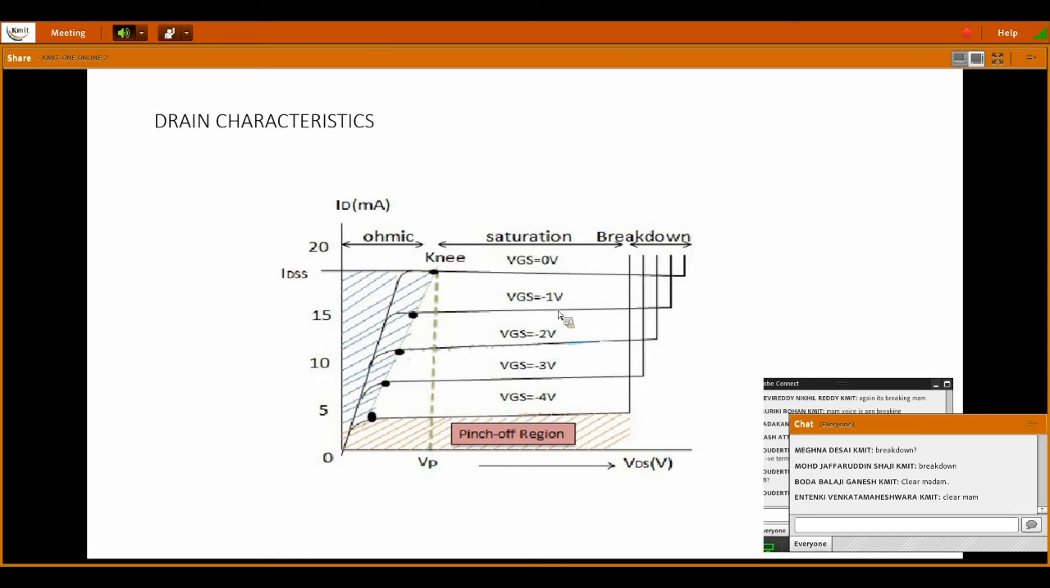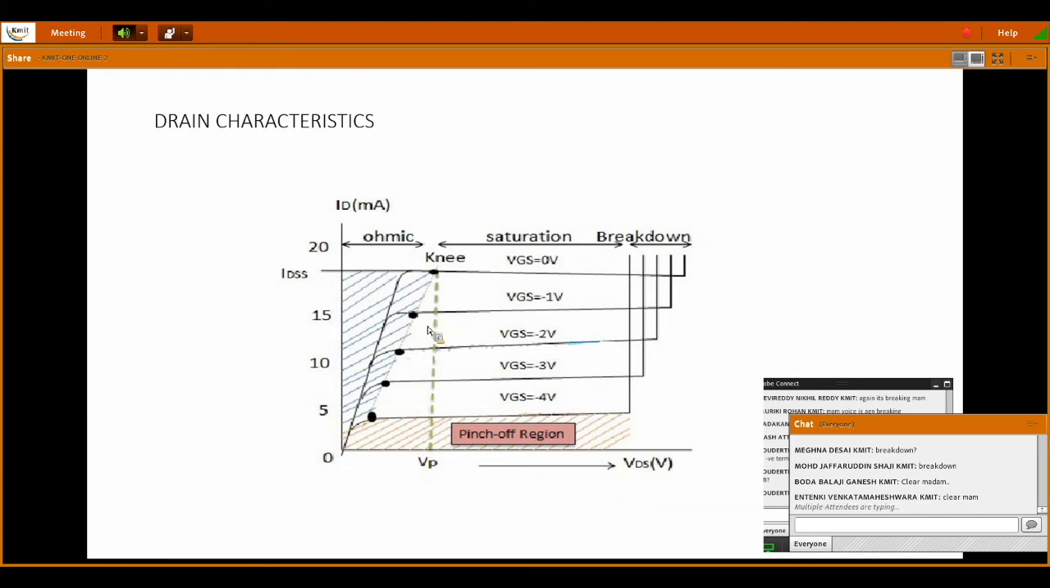Now when VGS is minus 1 volt, what are the changes that you can observe in the graph? Can anybody tell me where we are getting this pinch off point? What is the VDS voltage I need to give? Will it be more or less? Can anybody answer my question? And at what level am I getting the saturation current?